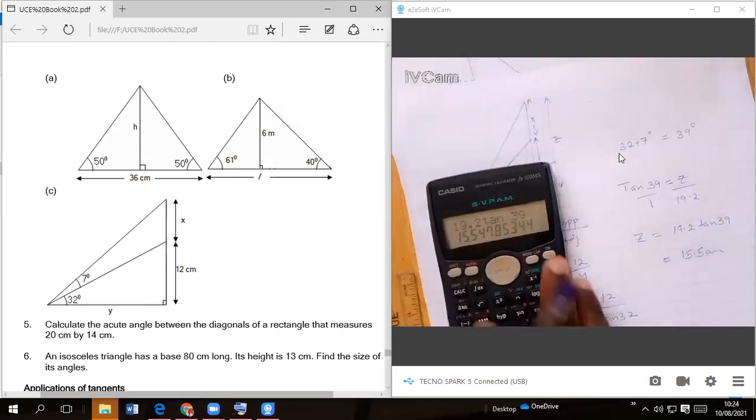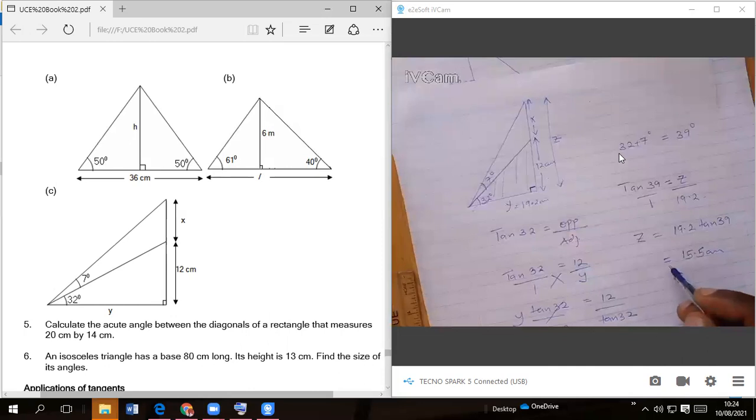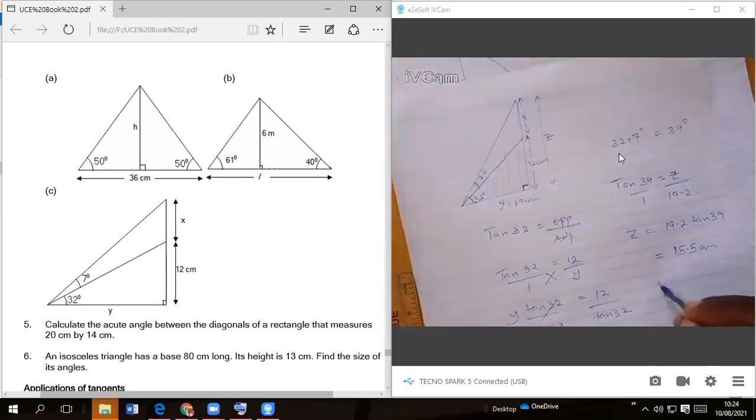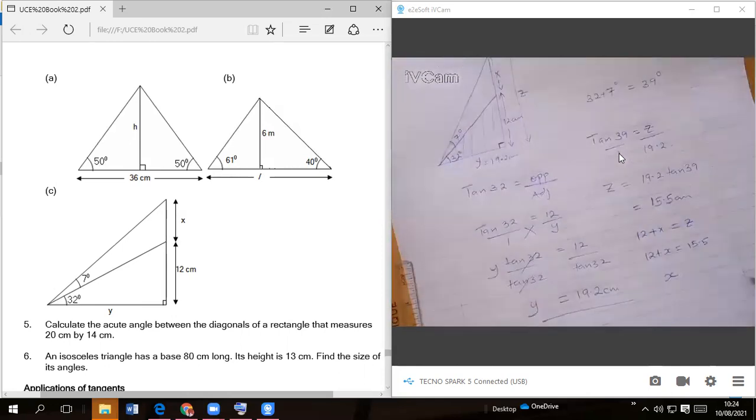So our answer is 15.5 centimeters. So we know that from here, 12 plus x equals z. So 12 plus x equals 15.5. We get x by subtracting 15.5 minus 12. And 15.5 minus 12, what do you get? You get 3.5 centimeters.